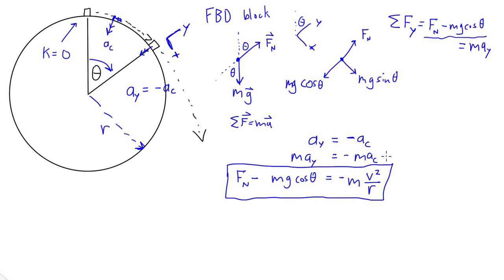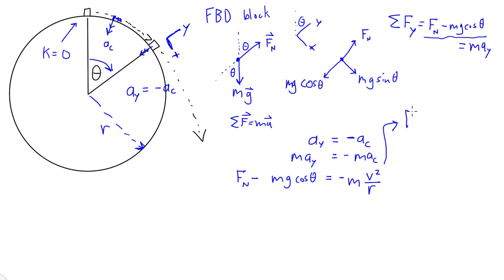Actually, I probably shouldn't have boxed that. So, undo, nice. What I'm going to do is solve that for the normal force, because we want to find the point where the normal force goes to 0, right? That's what we were talking about. When the normal force goes to 0, the block leaves and flies off.